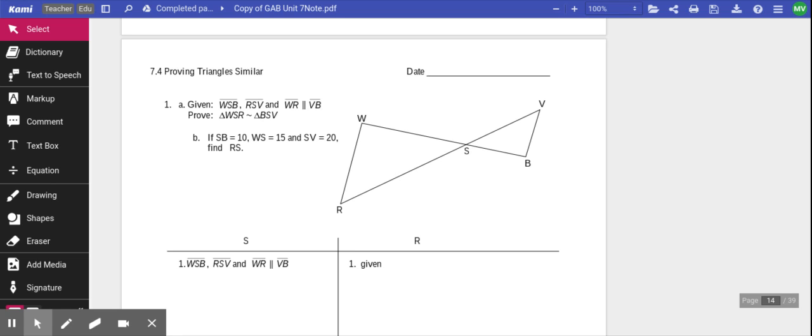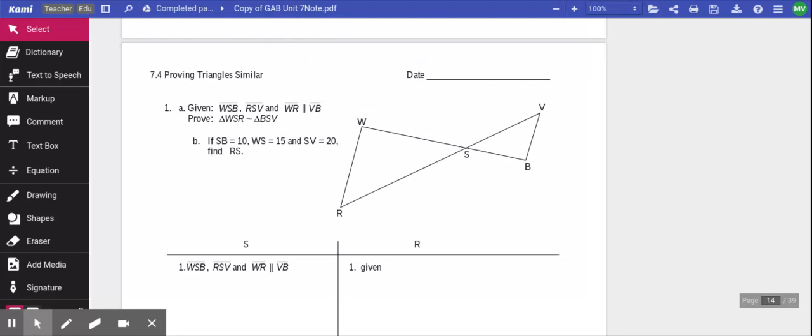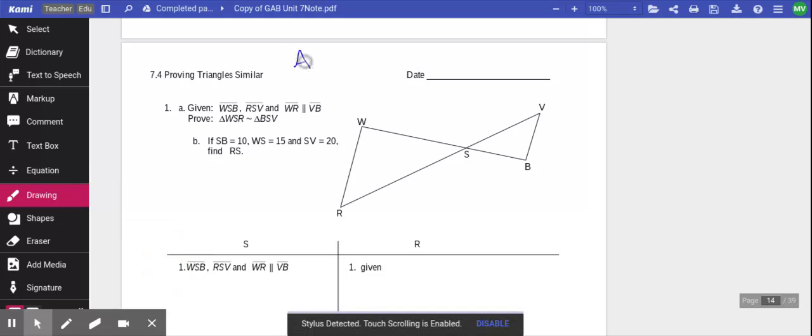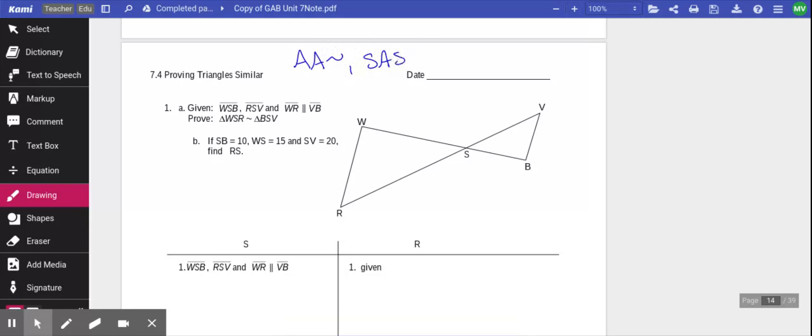Hello, everyone. Today we're continuing our discussion of similar triangles, and our methods for proving triangles similar: AA similarity, side-angle-side similarity, where we have to prove the two sides are proportional, and then side-side-side similarity.